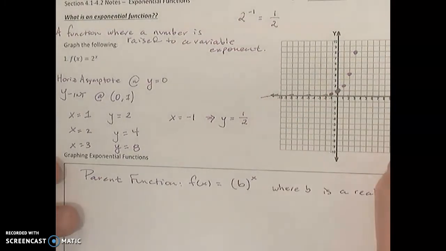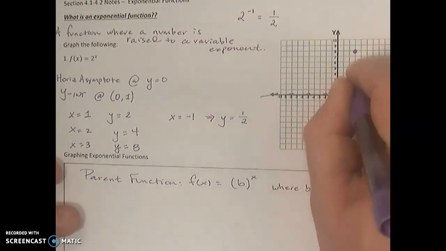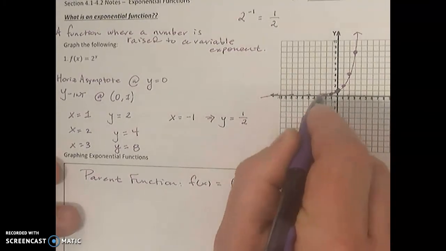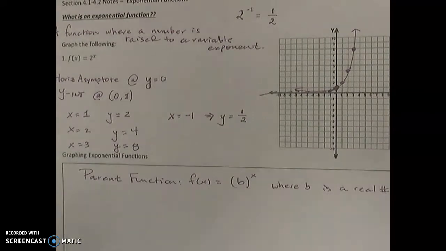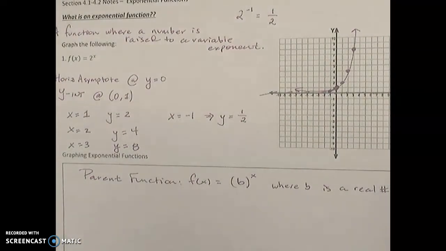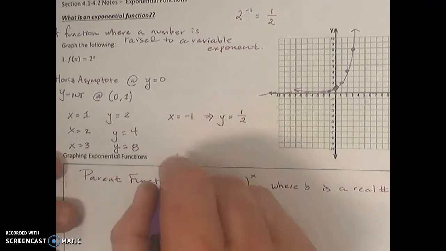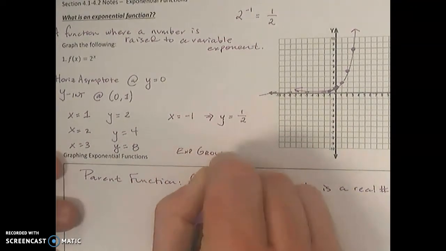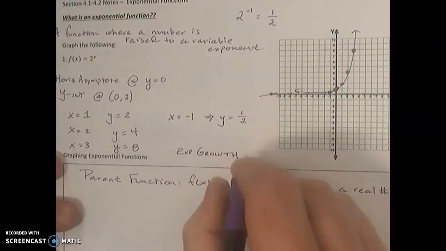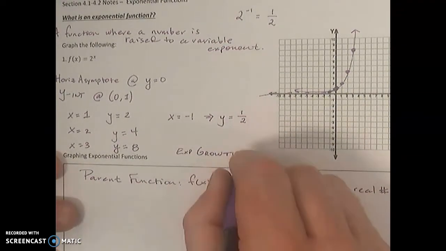Okay, so we'll get infinitely close. Here is our graph. That is your first graph of an exponential function. That would be one of our parent functions, where we just have a number raised to an x power. Okay? This would be considered an exponential growth, because it's growing as x is increasing. Okay?